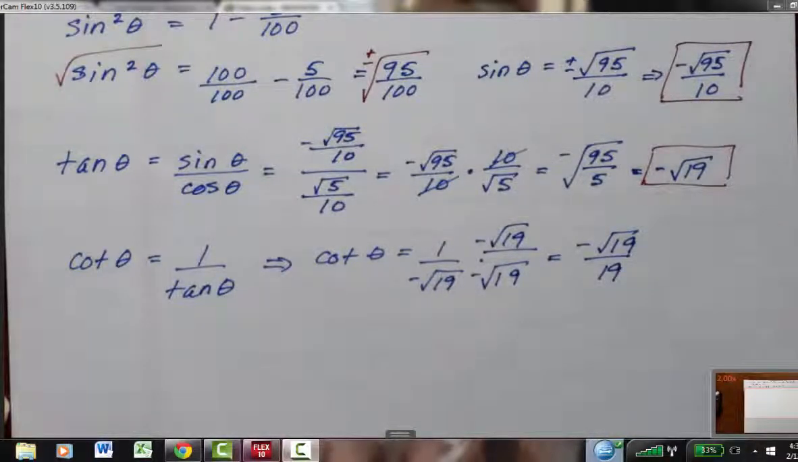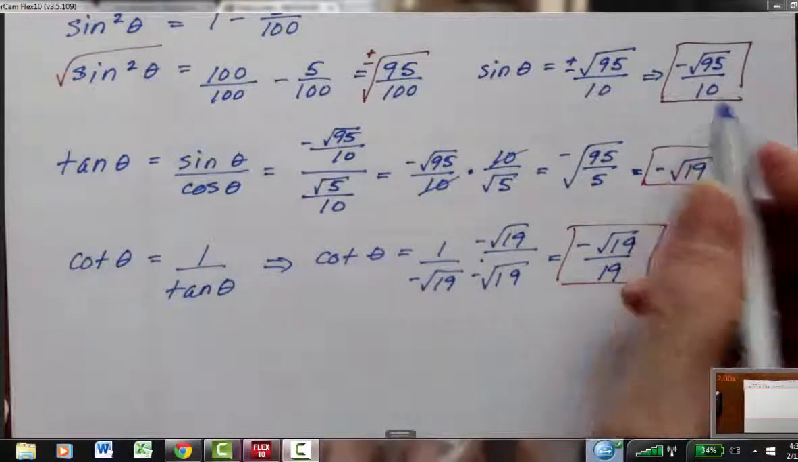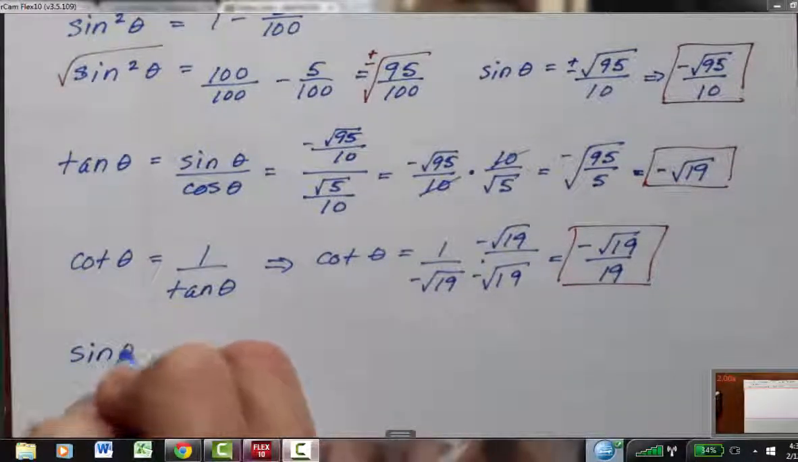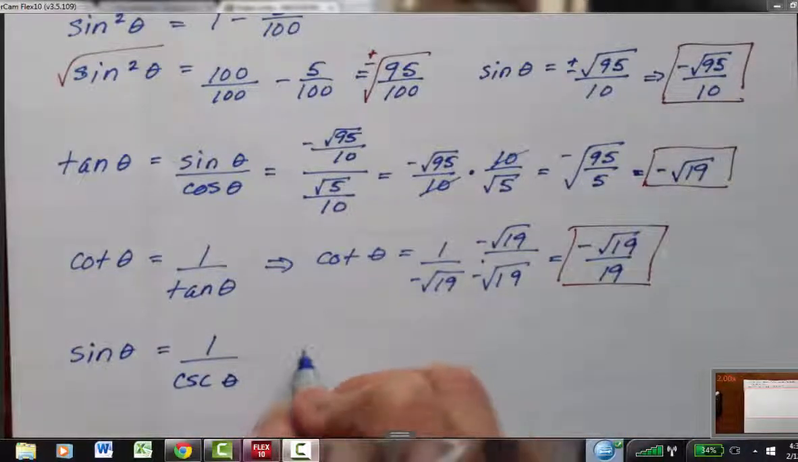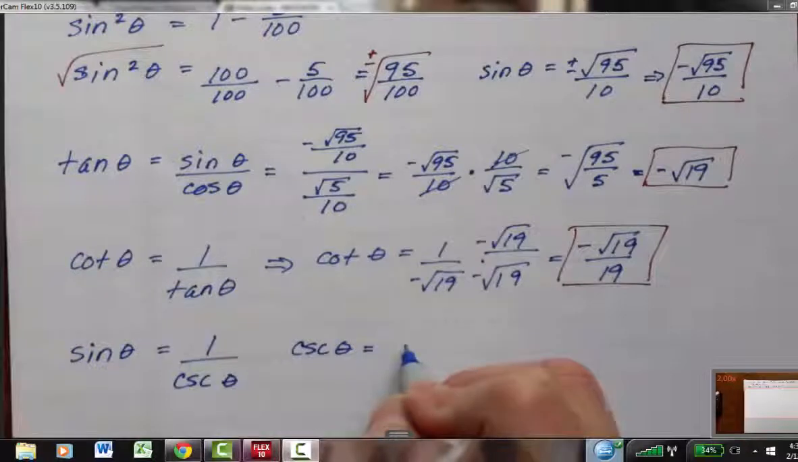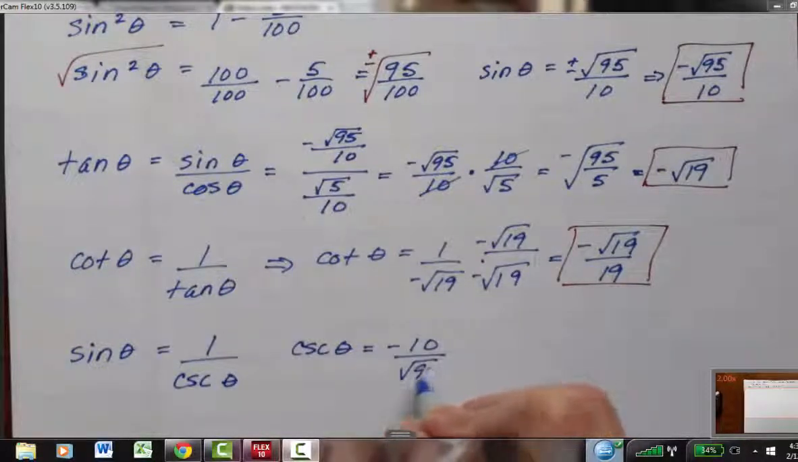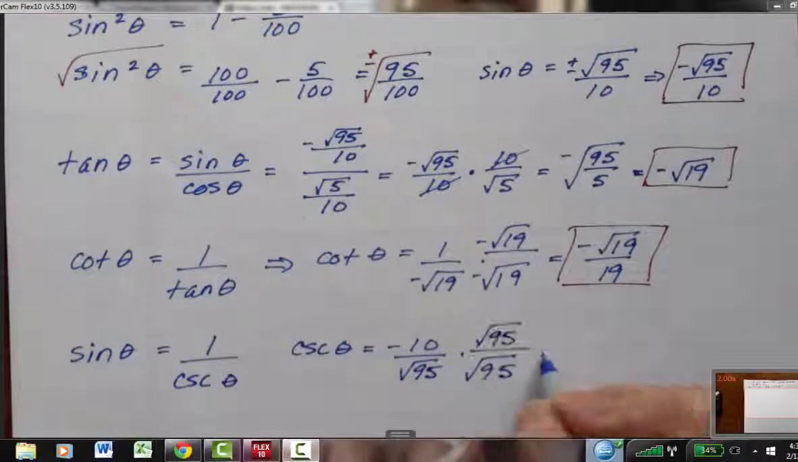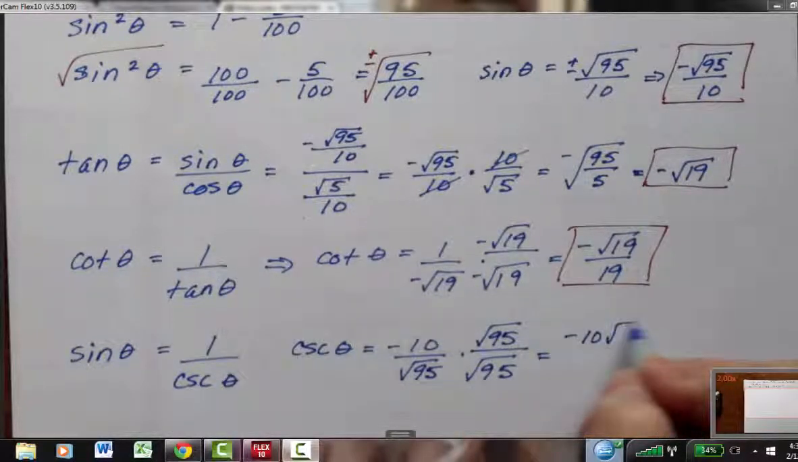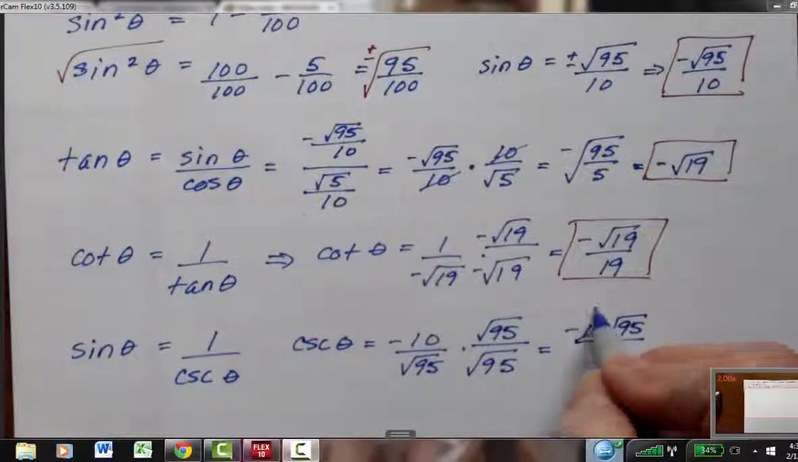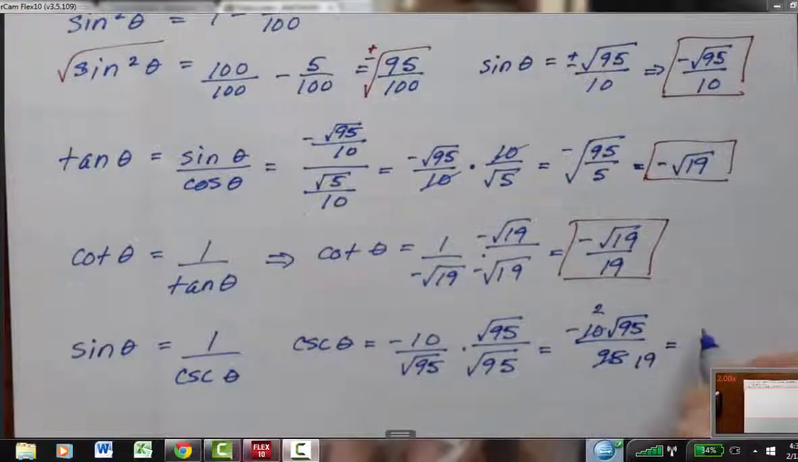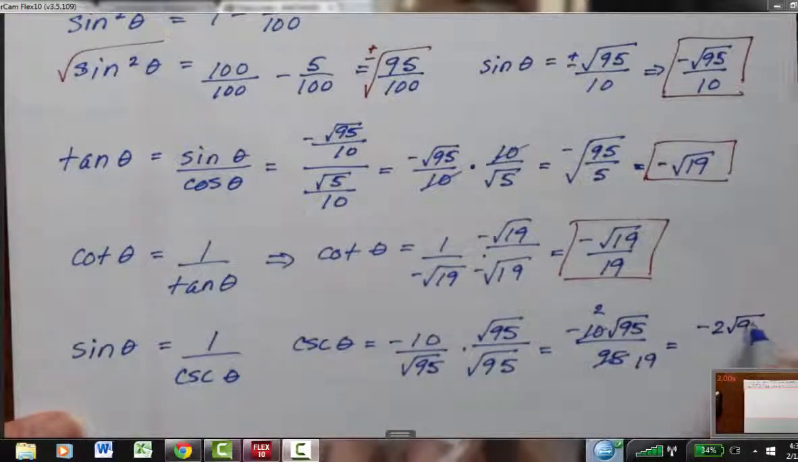So that's cotangent. And then the last one we need to find is cosecant, because I forgot to do that on this one. So remember that sine theta is the reciprocal identity for 1 over cosecant theta. So I'm going to take this answer and take its reciprocal. So cosecant theta is going to be negative 10 over the square root of 95. Rationalize your denominator, and you end up with negative 10 square root of 95 over 95. You have a common factor of 5. Final answer, negative 2 square root of 95 over 19, and that is for cosecant.